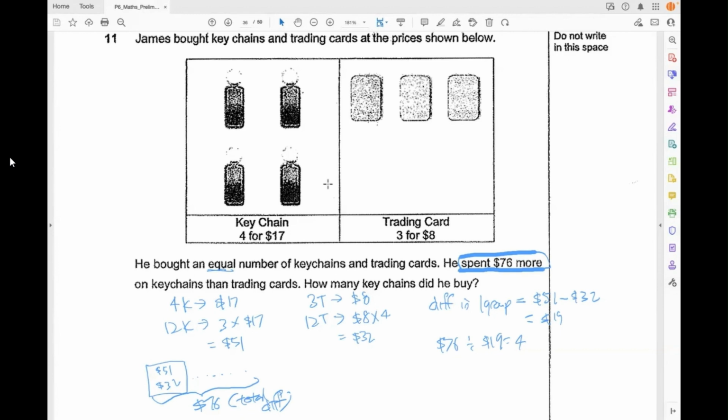Let me use a different color. One group is like this. Okay, 12 keychains, 12 trading cards. So he bought 4 groups of this. Question is, how many keychains did he buy? In every group, there's 12 keychains. And he bought 4 groups. So 4 times 12. He bought 48 keychains.